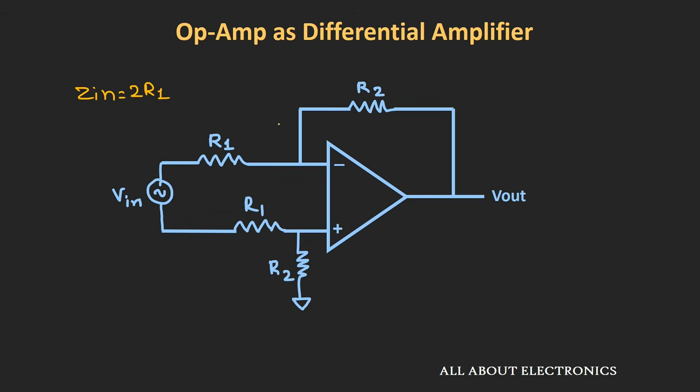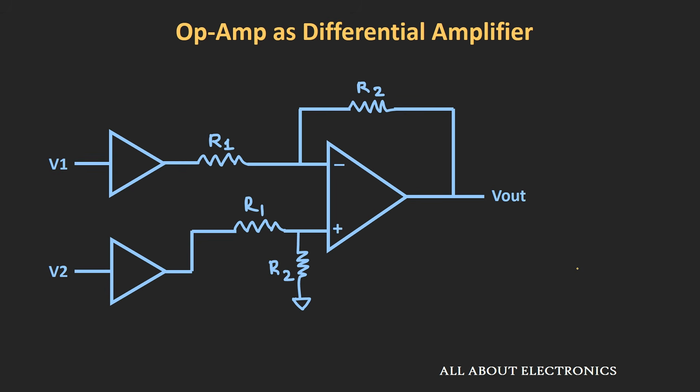So as you can see here, the input impedance of this differential amplifier is very low, and because of that it is quite possible that your source might get loaded. So one way we can avoid this is by using buffers before the input voltages. So as you can see here, before applying this voltage V1, suppose we use a buffer, then the input impedance of this buffer is very high, and in this way we can avoid the loading of the source voltages.